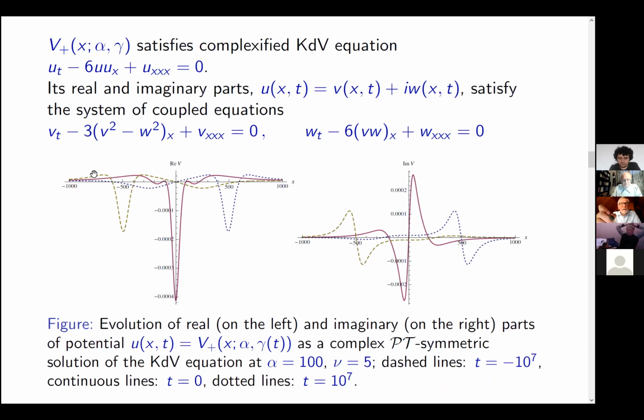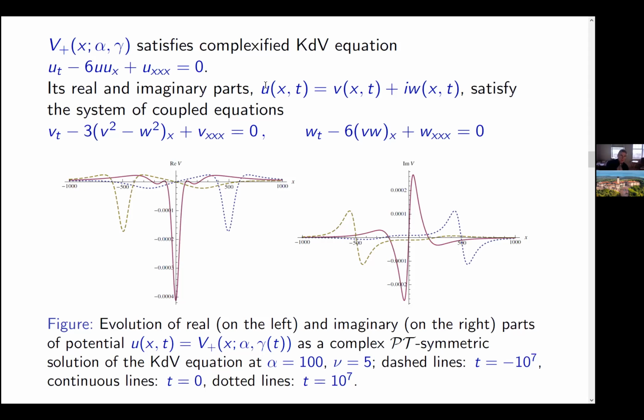Okay, so here it is shown that this non-trivial potential with non-trivial dependence on time satisfies the complexified Korteweg-de Vries equation, and its real and imaginary parts satisfy the system of coupled equations indicated here. I would like to note that such a complexified form of the Korteweg-de Vries equation was, in some other context, in some other form, also investigated or appeared in the works of Andreas and of Carl. Also, Carl Bender also had some works on the complexified form of the Korteweg-de Vries equation.